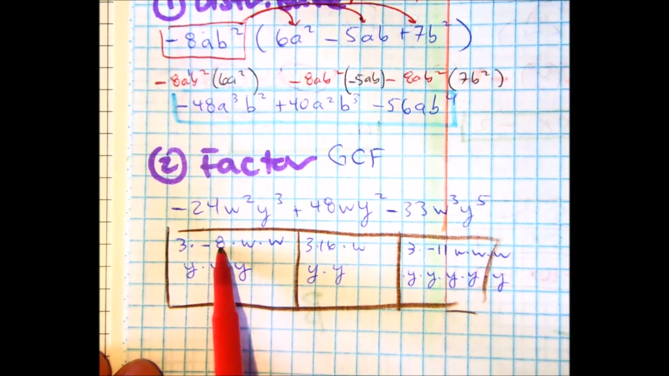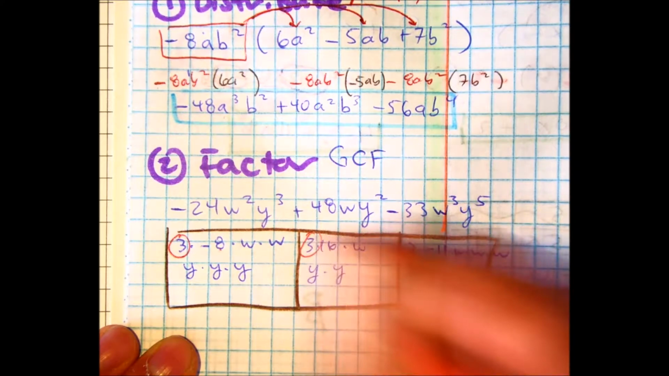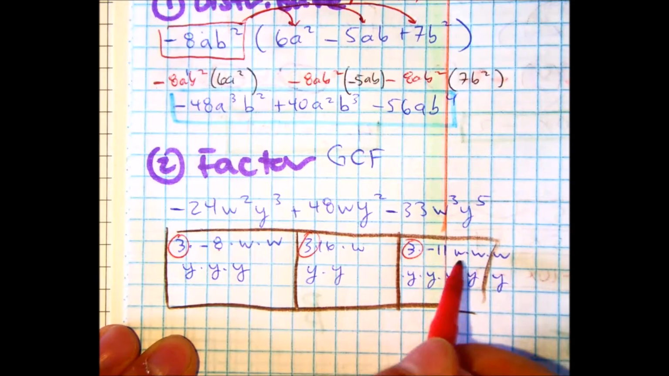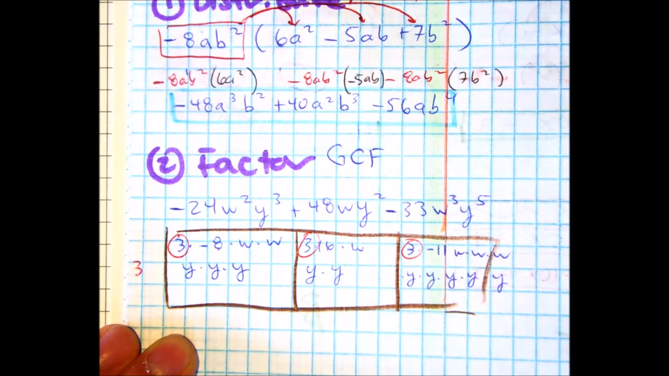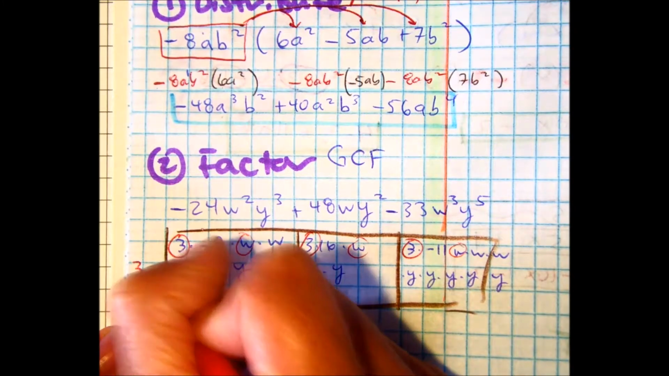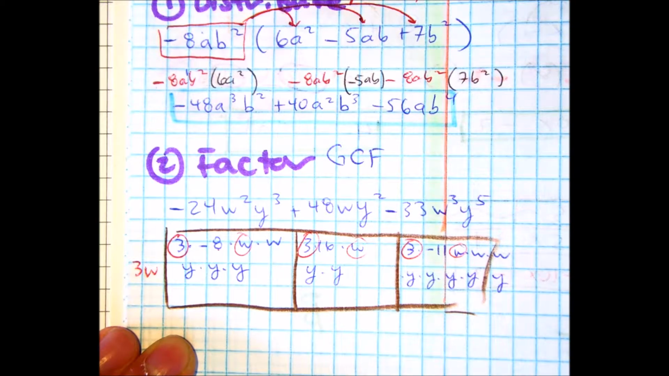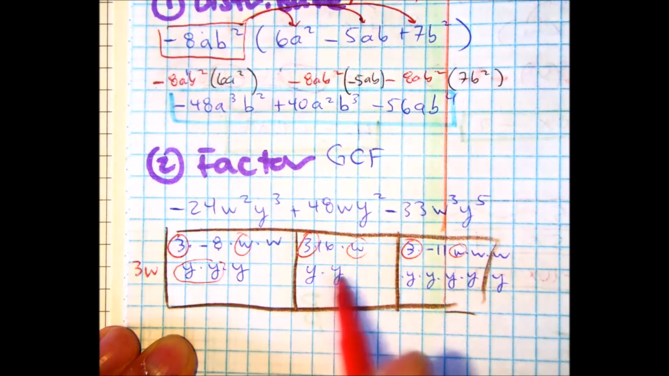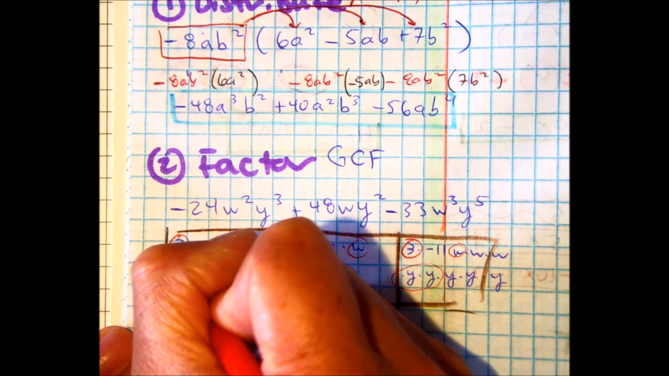Class, do they all have a negative 8? No. Do they all have a 3? Yes. I'm going to circle the 3 because they all have it, and I'm going to write the 3 on the outside. Class, what else do they have in common? How many W's? I'm going to circle the 1 W and write 1 W on the outside. How many Y's? 2. Do I write 2Y? Y 2, or to the second power, squared.